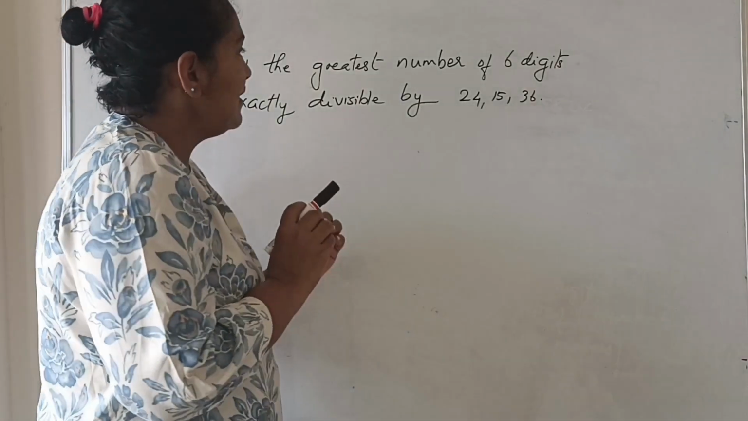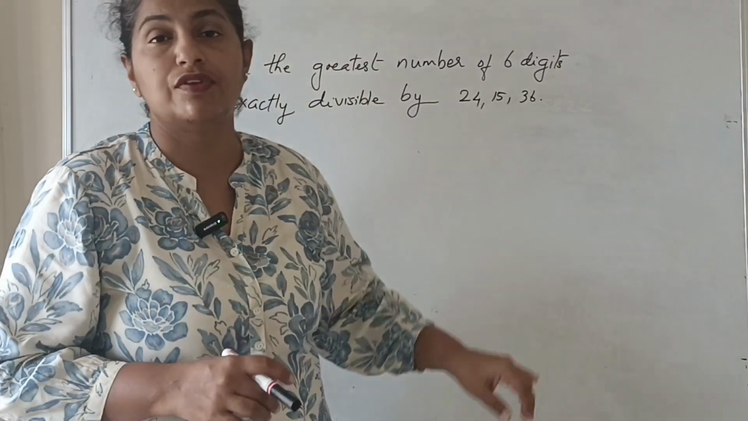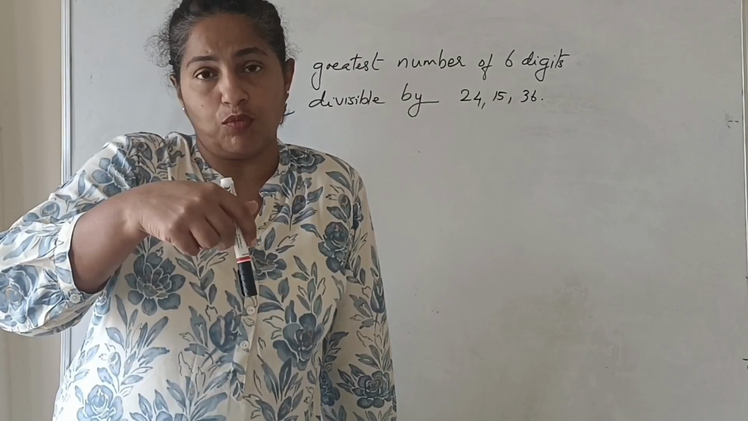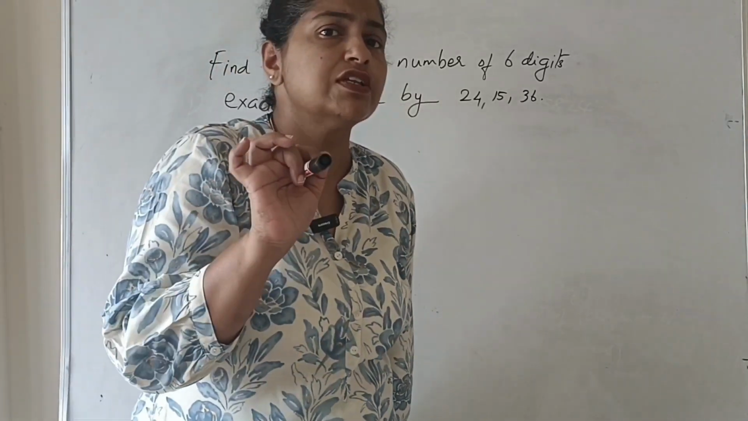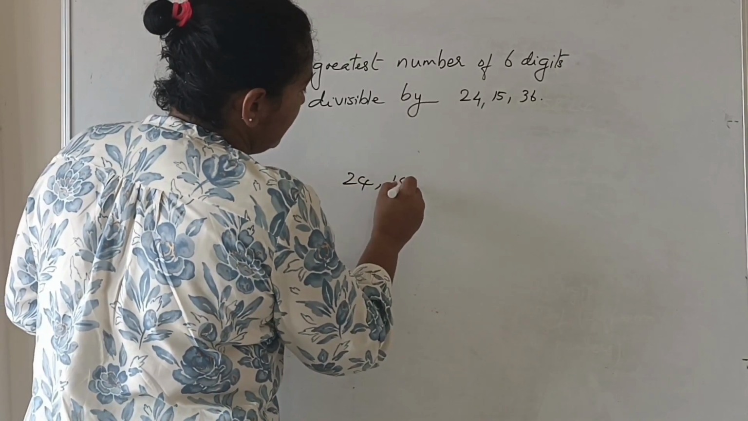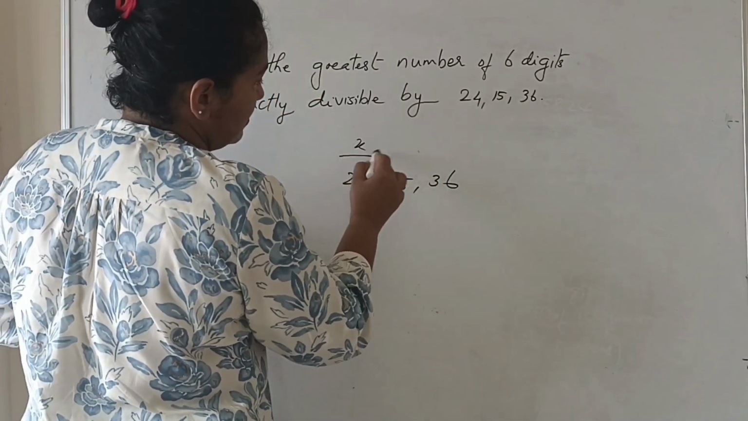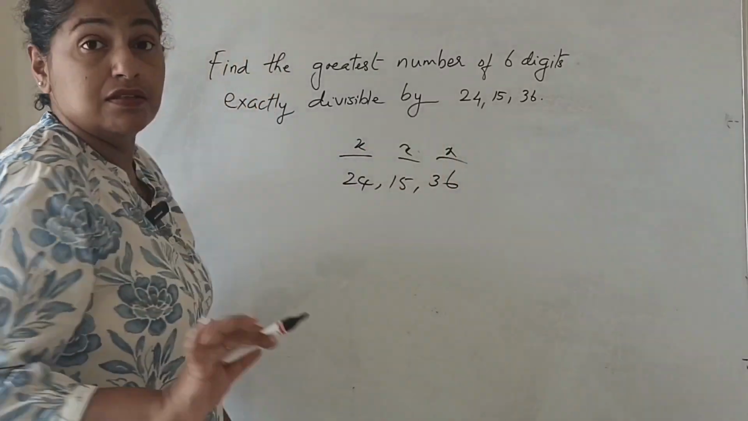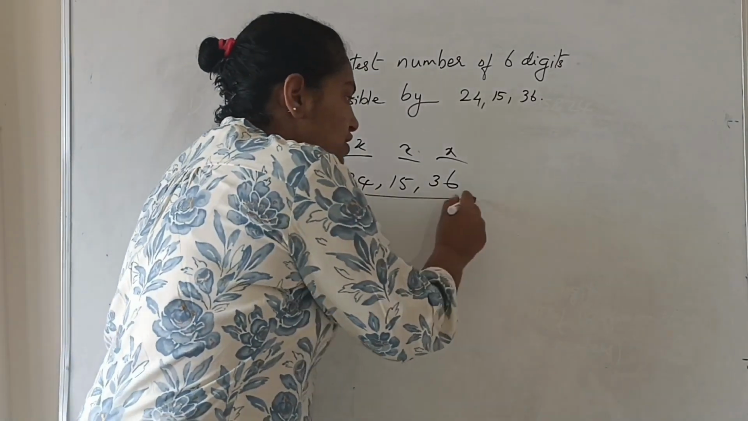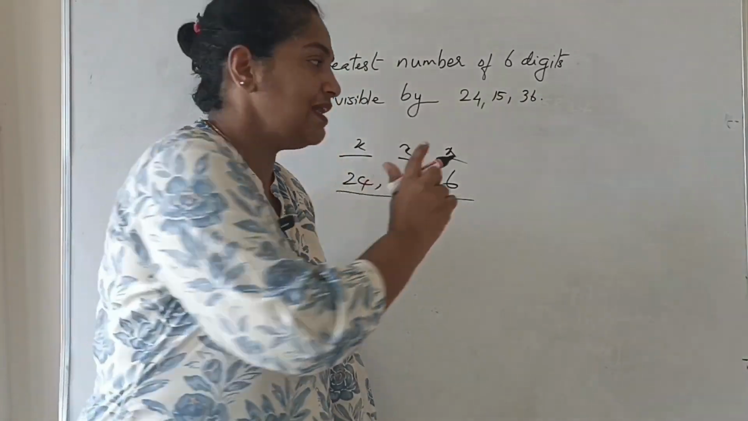Okay. Find the greatest number of 6 digits exactly divisible by 24, 15 and 36. Okay, now we need to decide whether this is a sum on HCF or on LCM. So what are they asking here? They are asking for a number which is divisible by 24, 15 and 36. So if suppose the number is x, this should be possible, which means that the number has to be greater than either of these numbers. So we are not looking for HCF. We are looking for LCM.